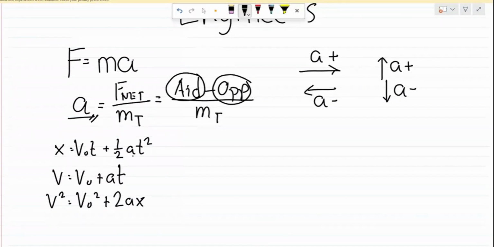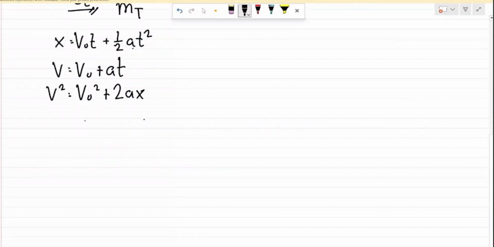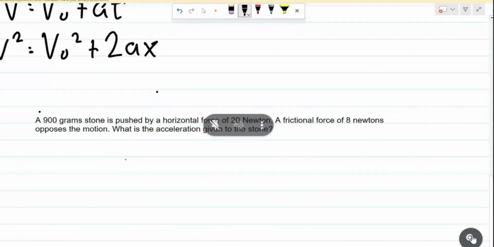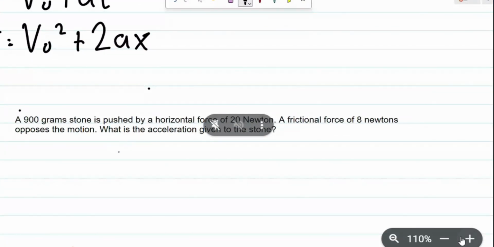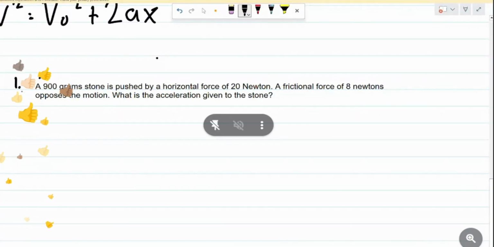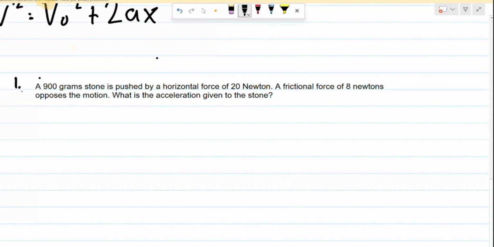Okay, so let us proceed with our first example. Okay, yung ating first example would be this one. Basa po ba? Maliit, tama lang. Okay, okay lang. So example number 1. By the way guys, if you have any concern or clarification, just let me know.